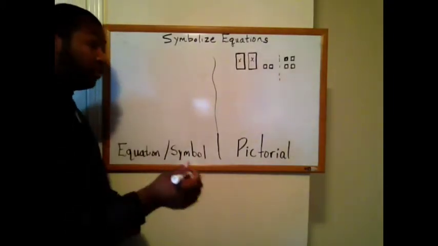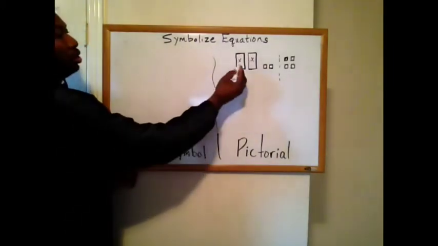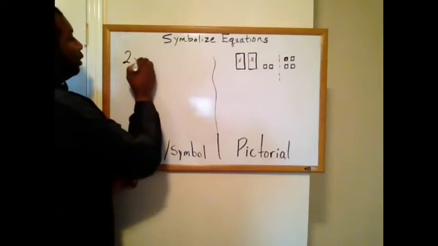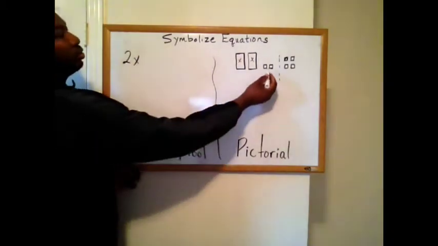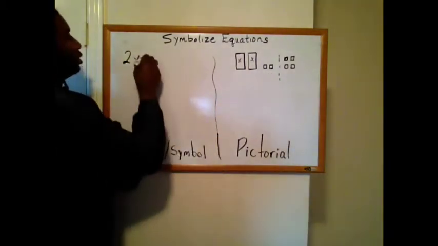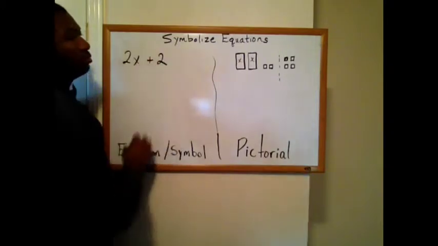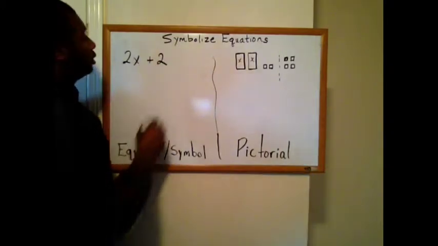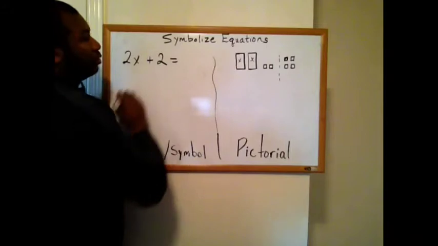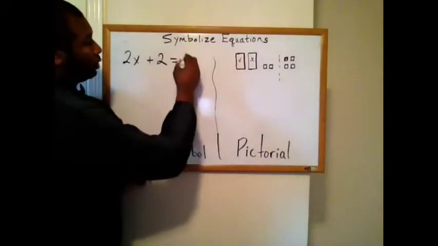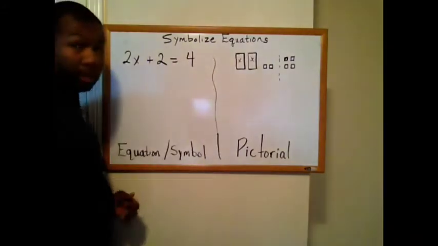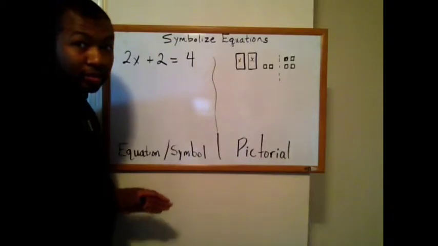All right. So what you should have written down, since there's 2 blocks for x, is 2x. I got 2 little squares, so that represents plus 2. Equals 1, 2, 3, 4. Did you get it? I'll take that as a yes, of course.